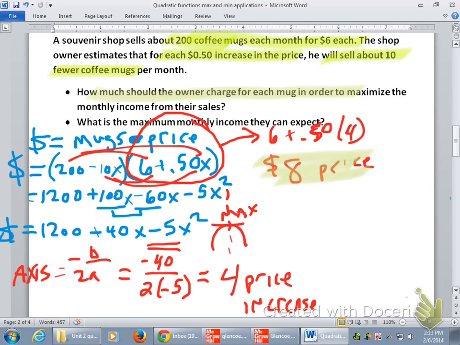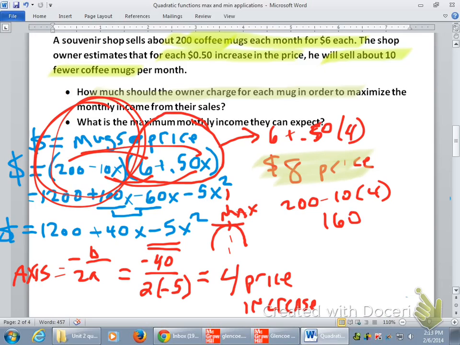The second question, what is the maximum monthly income he can expect? Well, he now knows how much he's charging for his mugs, right? How much? $8. 160 customers. Okay. Why is it only 160 customers? Minus 40, because it went down. So you can remember that, or you could plug it into that other binomial right here. That tells you how many mugs there were, right? So we got 200 minus 10 times 4 price increases, which does take it down to 160.